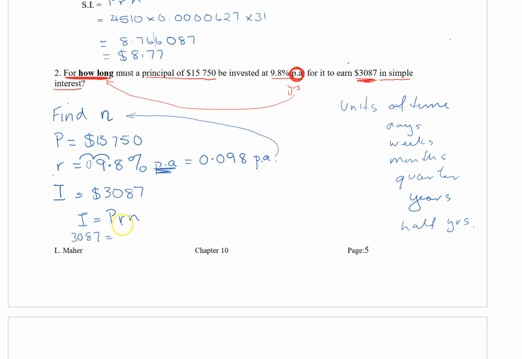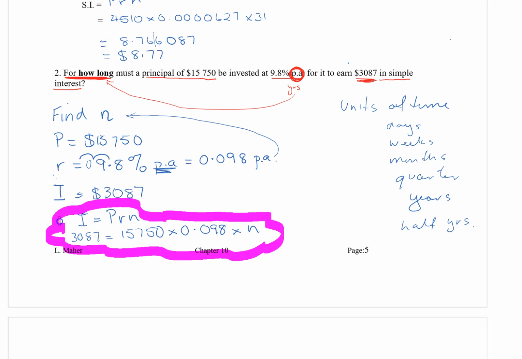What goes under the P? We know P. It's 15,750. We know the rate. It's this 0.098. And we don't know the time. That is what we're finding. We stop and look at that. And we realise we've created an equation and the unknown is n. We will solve this equation.